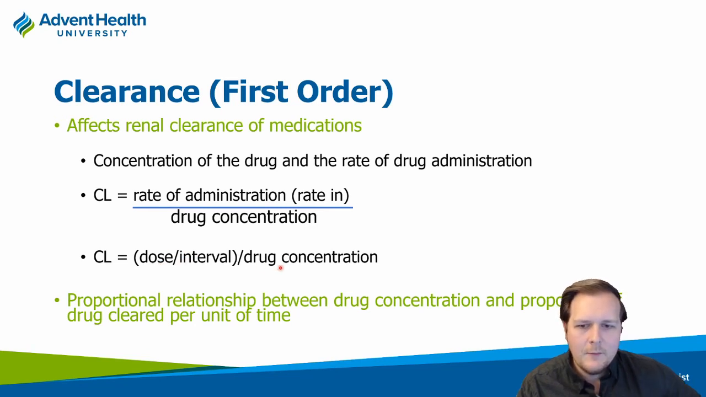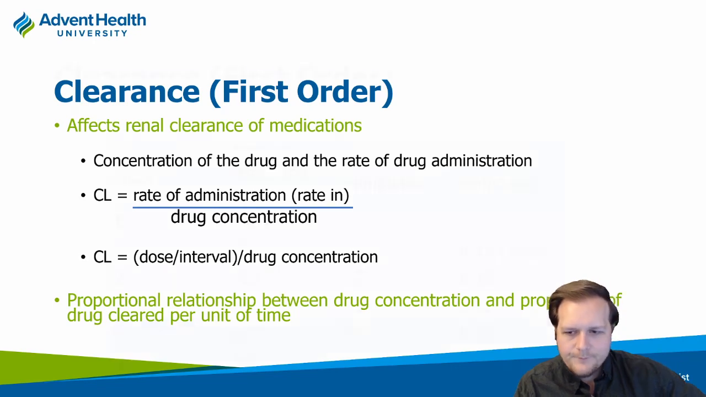And then you're dividing by the drug concentration. And so what we're going to see is when you have this proportional relationship, that as the dose goes up, for instance, clearance is going to go up. As the drug concentration goes down, you're going to see that this is also going to lead to a larger clearance as well. So we're going to see how this is actually going to factor into it.